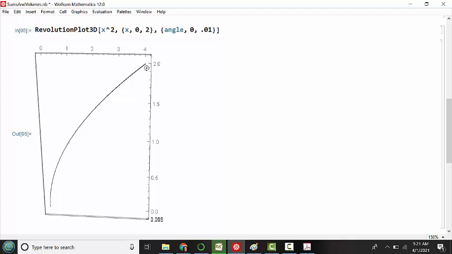Now, I don't have the rectangles pictured here, we'll get to that in just a minute, but I have this square root of x function drawn right here. And this function in Mathematica, revolution plot 3D, is meant to help us visualize what happens to this function as we revolve it around an axis.